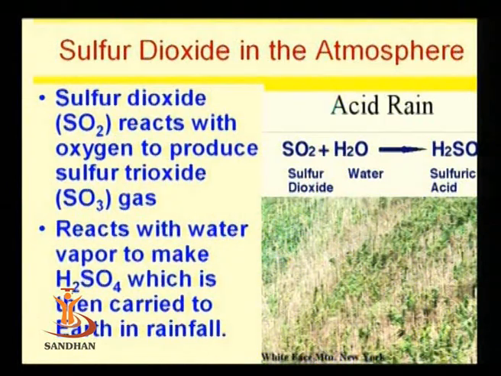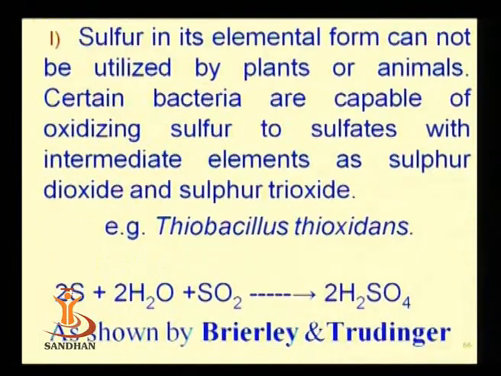Sulfur dioxide in the atmosphere combines with oxygen to produce sulfur trioxide, which further reacts with water vapor molecules to form H2SO4. H2SO4 is carried to the earth with the help of rain. This is known as acid rain, which is damaging for plants, but an important step for the sulfur cycle.